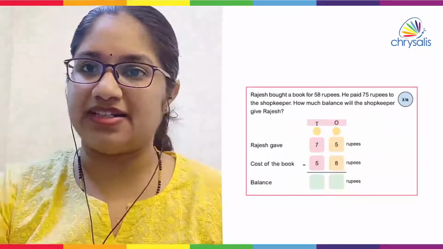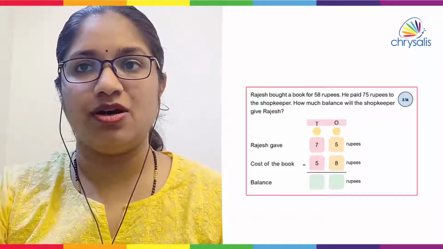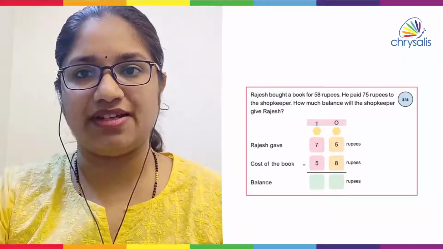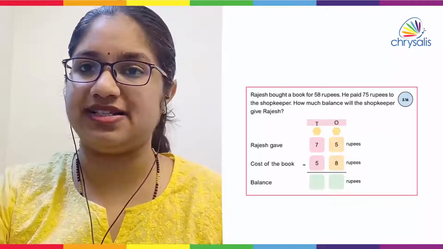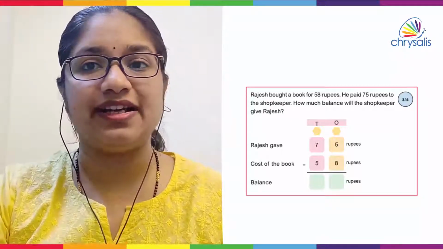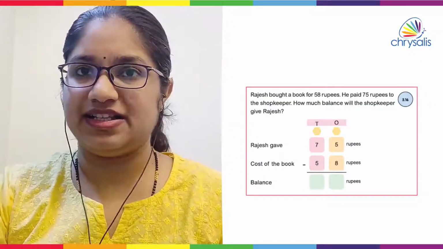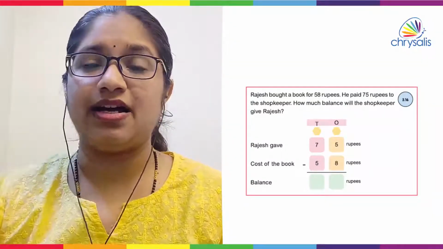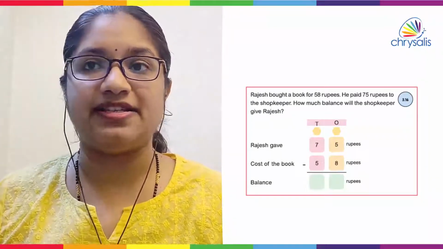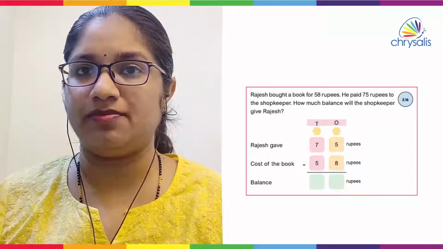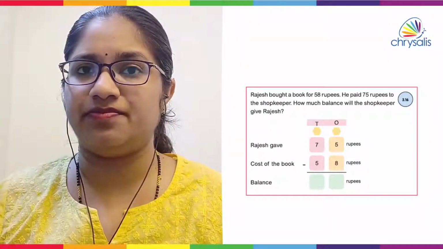Let's move on to activity 3.16. If you have your studio with you, open page number 62 and write down today's date. And if not, you can use your notebook and write down today's date and activity number 3.16 to do this activity. Read the instructions. Rajesh bought a book for 58 rupees. He paid 75 rupees to the shopkeeper. How much balance will the shopkeeper give Rajesh?